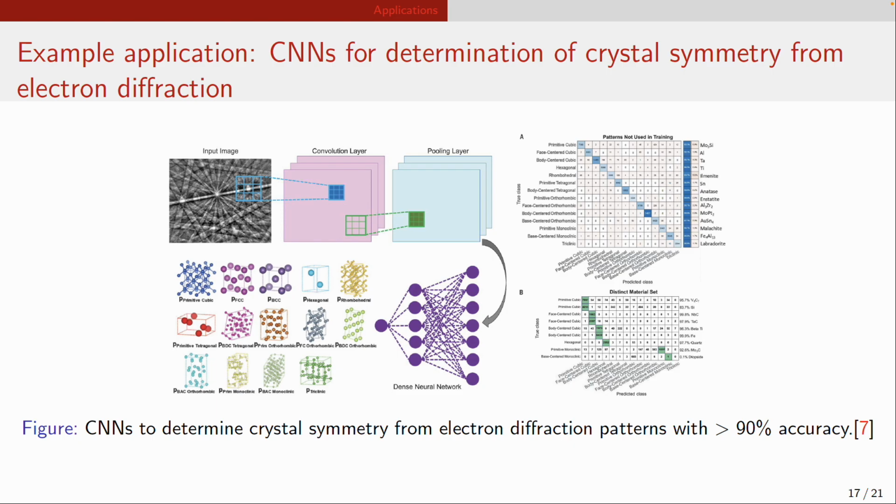This is another work that is from our department. So this is work from Professor Ken Vecchio's group, where they basically use CNNs to determine the crystal symmetry from electron diffraction patterns, right? So this work is actually fairly recent. I think it was published in 2020 or 2021, I can't remember. But yeah, so basically they have this input electron diffraction image, and they train a CNN to basically predict which of these crystal structures does this electron diffraction pattern represent, okay?